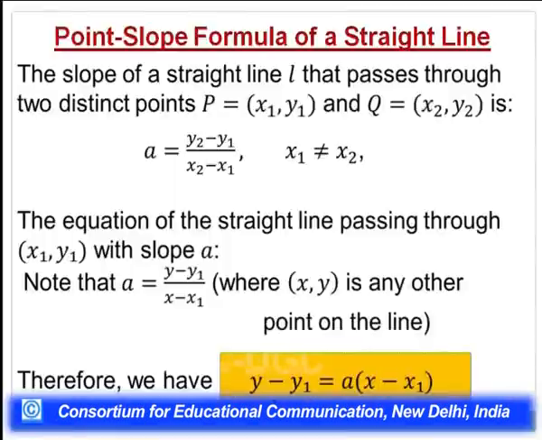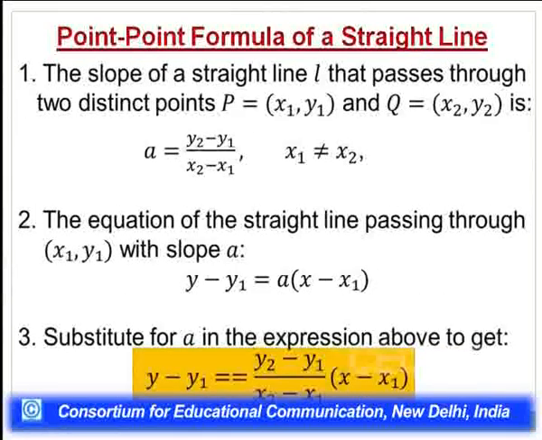Now if we multiply both sides of this equation by x minus x1, we get the equation of a straight line, which is actually the point slope formula of a straight line, which is y minus y1 is equal to the slope times x minus x1.